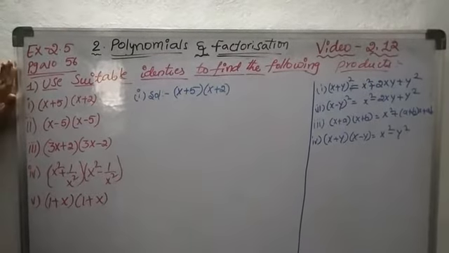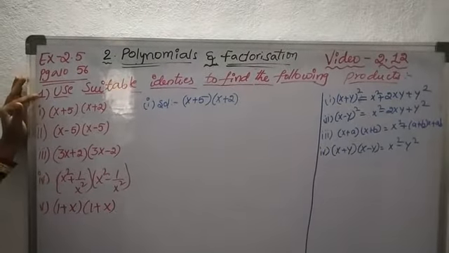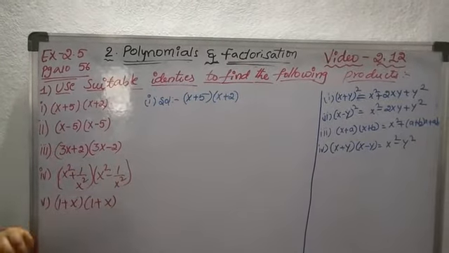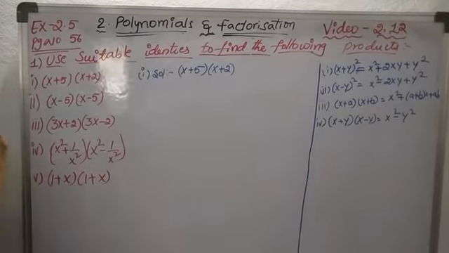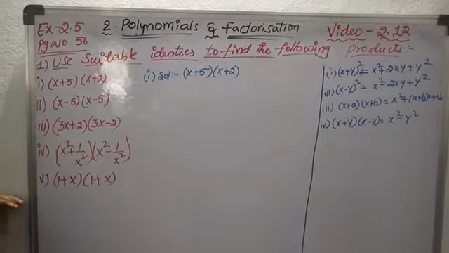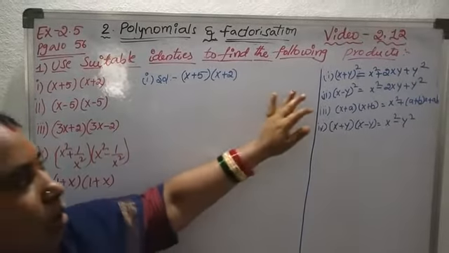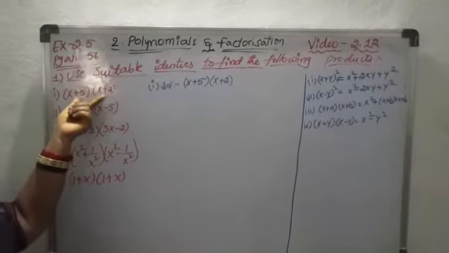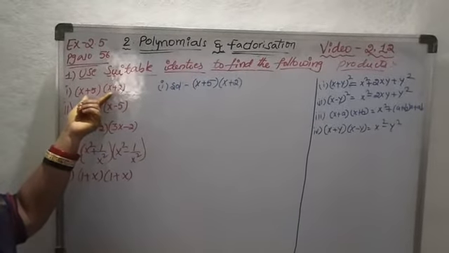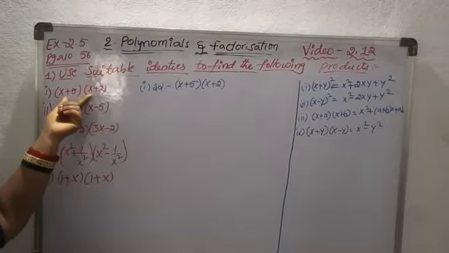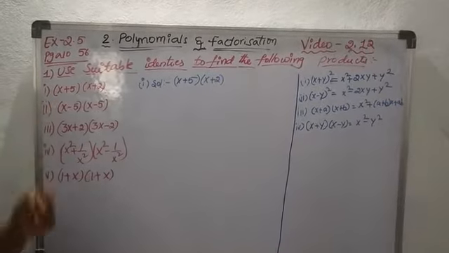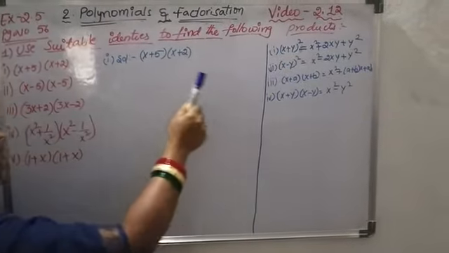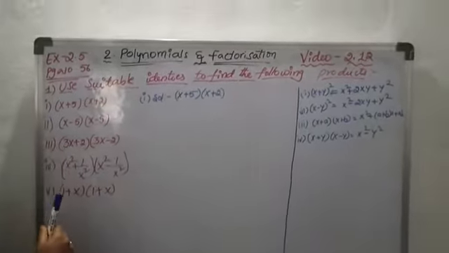Now we will discuss the first problem in exercise 2.5. Use suitable identities to find the following products. In the first bit we have 5 questions. By using the algebraic identities, we have to solve these problems. Two expressions are given to be multiplied. Without multiplication, through the algebraic identities, we have to get the product.